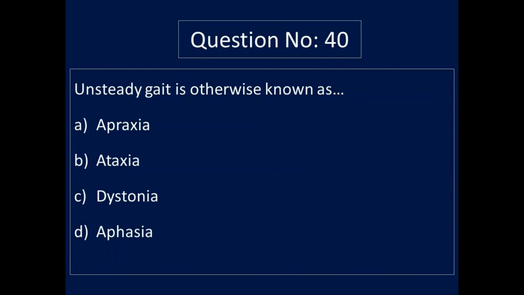Question number 40. Unsteady gait is otherwise known as: option A, apraxia; option B, ataxia; option C, dystonia; and option D, aphasia. The right answer is option B, ataxia. Unsteady gait is otherwise called ataxia.